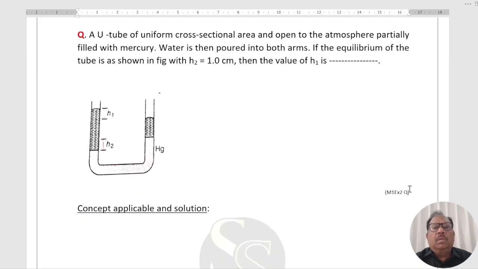Next question. Question is, a U-tube of uniform cross-sectional area open to the atmosphere is partially filled with mercury. This is mercury. Water is then poured into both the halves. This is water. If the equilibrium of the tube is shown in the figure with H2 equal to 1.0 centimeter, then the value of H1 is, we have to fill in the blanks here.